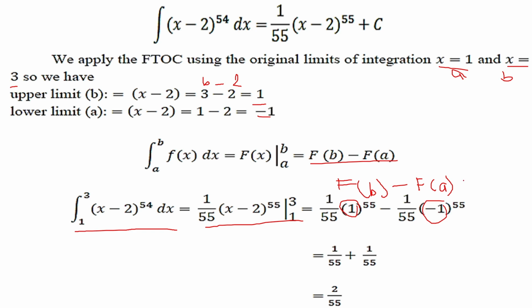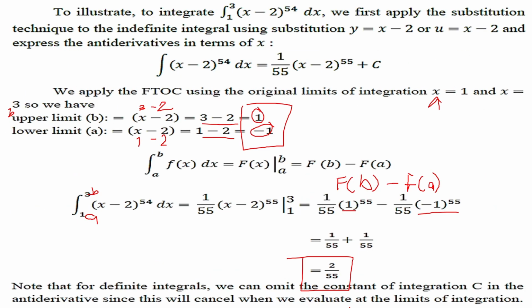So, kung titignan po natin, it will be 1 over 55 times 1 raised to 55. So, it is equal to 1 over 55. And then, 1 over 55 times negative 1 raised to 55. So, it's negative and the sign is also negative here, so it will be positive. So, 1 over 55 plus 1 over 55. Same denominator, therefore your answer is 2 over 55. See, they are the same.